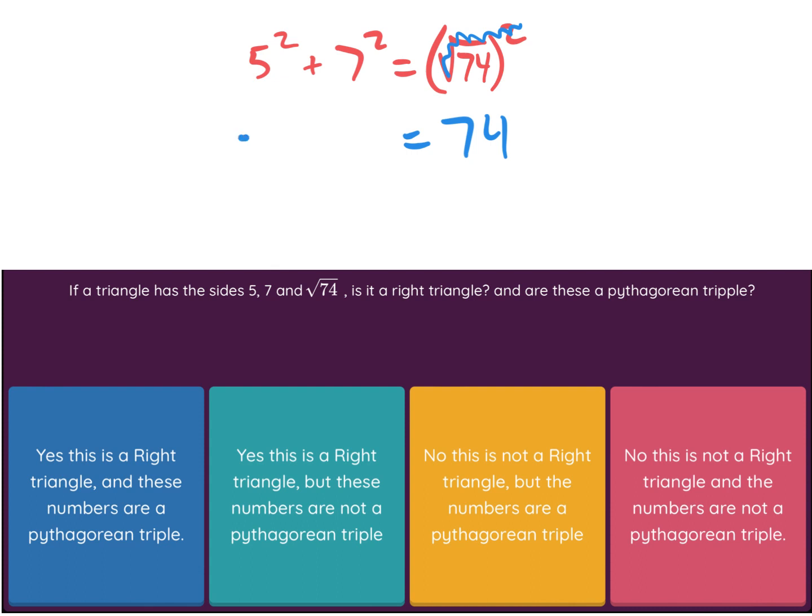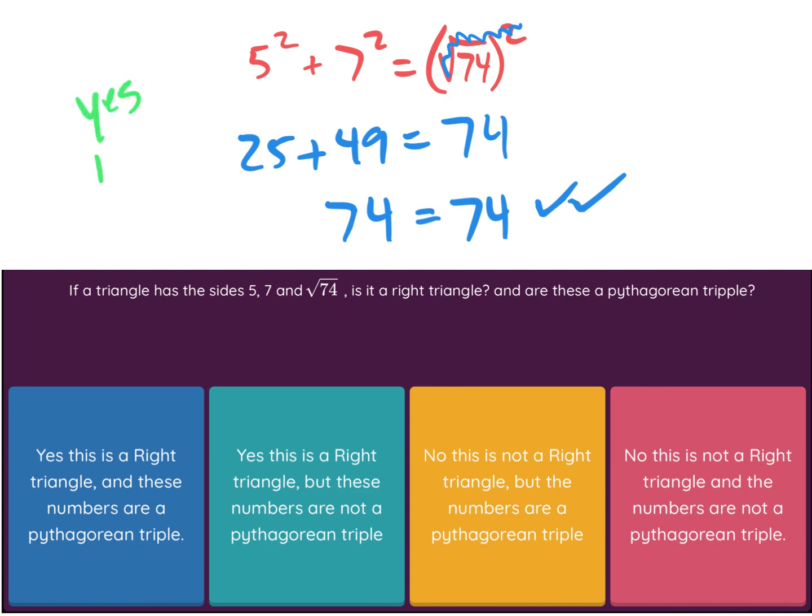So what is 5 squared? That's 25. What is 7 squared? That's 49. So if you do 25 plus 49 on a calculator, it does give you 74. So 74 does equal 74, double checked it. So we know that this, yes, it's a right triangle. Yes, right triangle. It's 90 degrees, yeah?